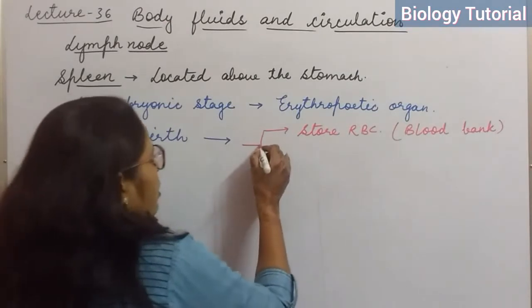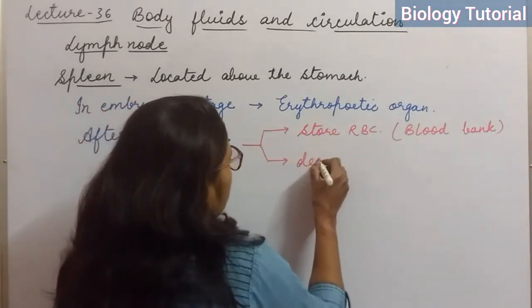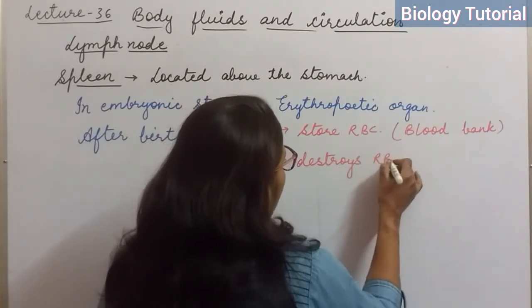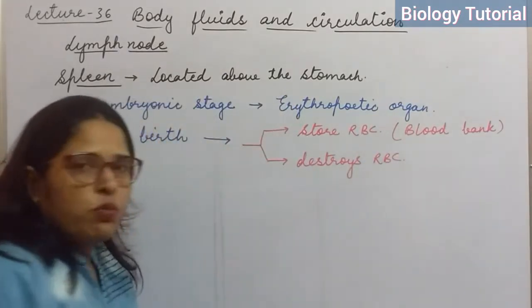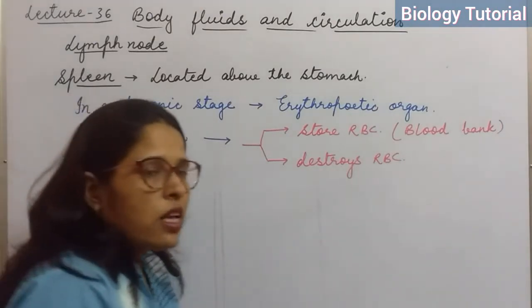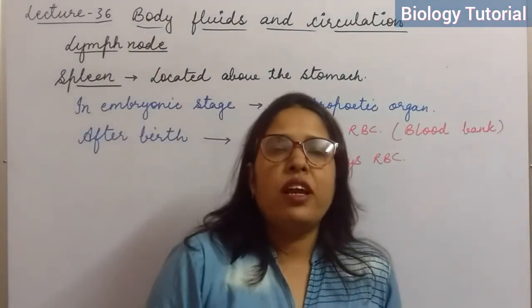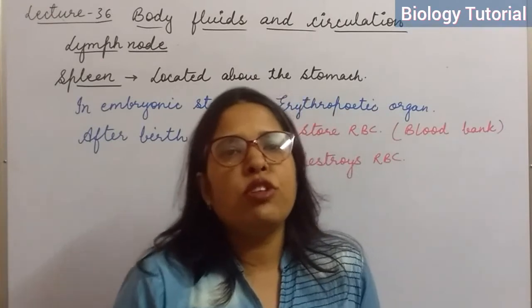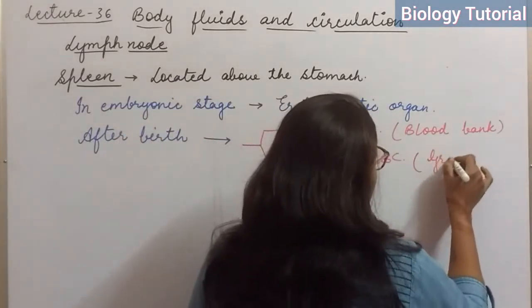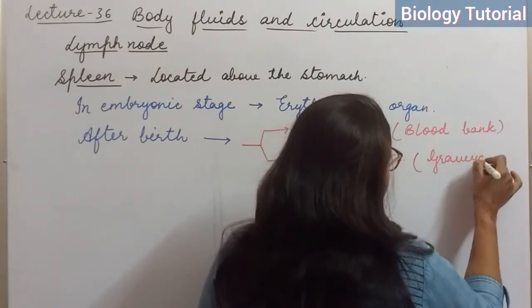And the second function: it destroys the RBCs after completion of their lifespan. Now the lifespan of RBC is about 120 days, and after completion of their lifespan, the spleen destroys the RBCs. That's why it is also called the graveyard of RBCs.